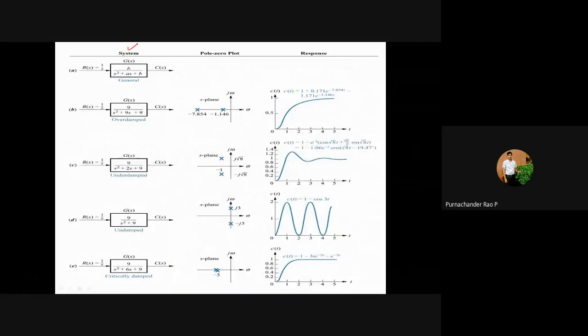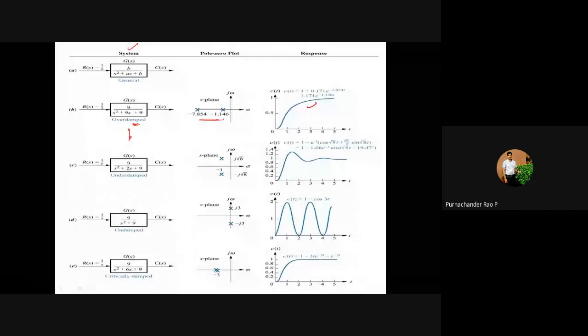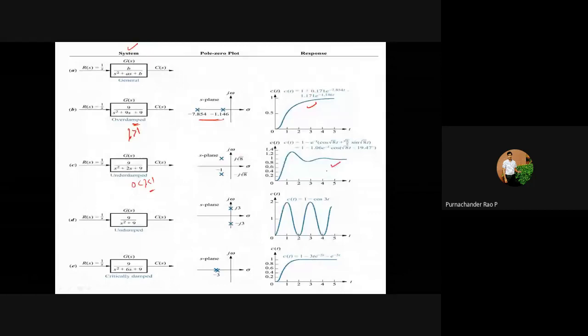For the overdamped case, zeta is greater than 1, and these are the locations of the poles on the s plane and this is your response. For the underdamped system, 0 less than zeta less than 1, the roots are complex conjugate and your response is sinusoidally varying and exponentially decaying. In the undamped case, zeta is equal to 0, the roots are purely imaginary and the response is oscillatory. In the critically damped case, zeta is equal to 1, the response is exponentially rising, and the roots are equal and real, located on the negative real axis.